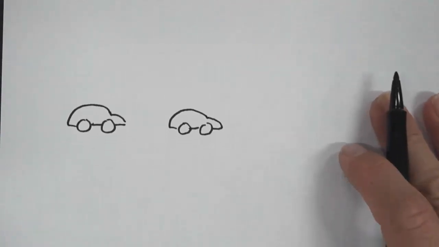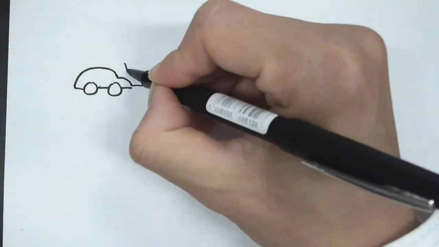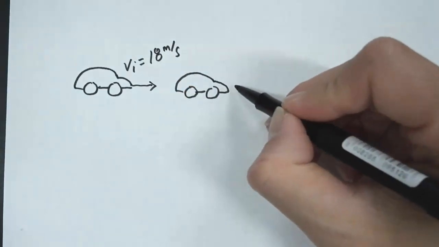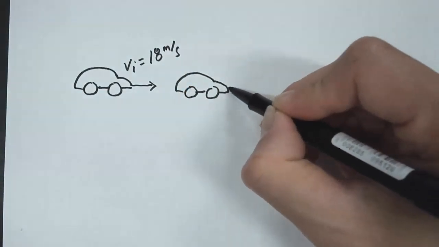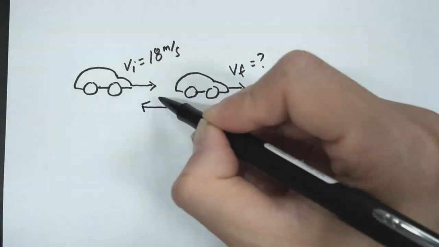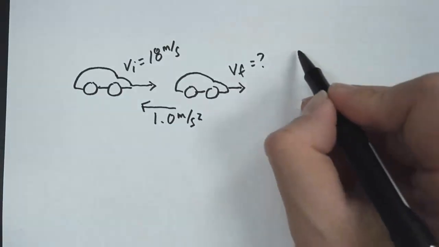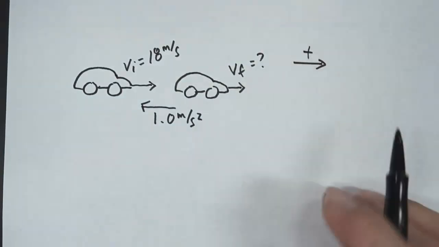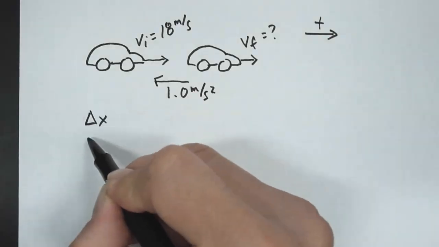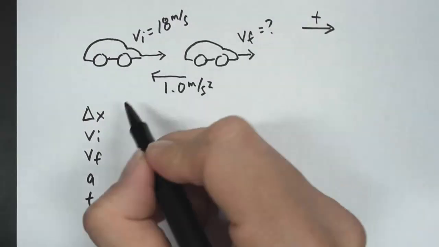Okay. So here I have a car, and it is going at an initial velocity of 18 meters per second. We want to know what its final velocity is. It's slowing down. It has an acceleration to the left of 1 meter per second squared. We're going to make right positive. First we're going to write down all the variables: delta x, Vi, Vf, a, and t.